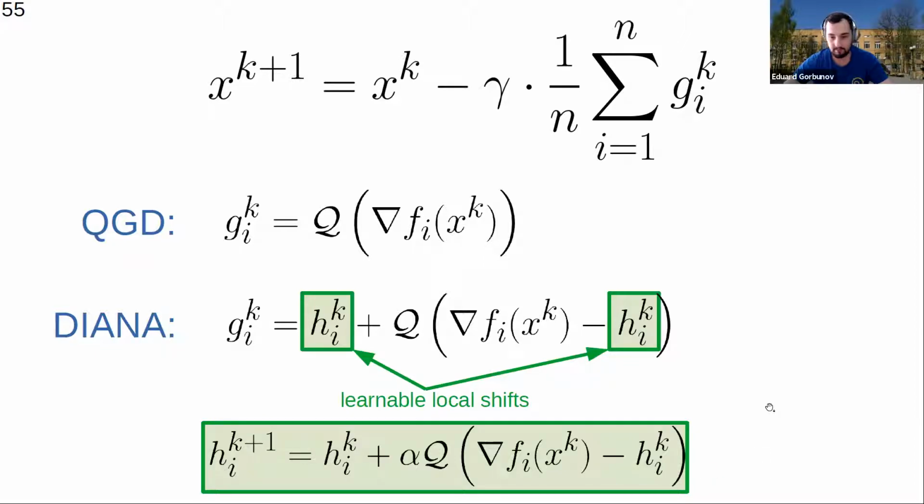And for example, in the convex case, it just estimates the gradients of the individual local loss functions at the optimum. So these vectors are needed to learn the gradients at the optimum.